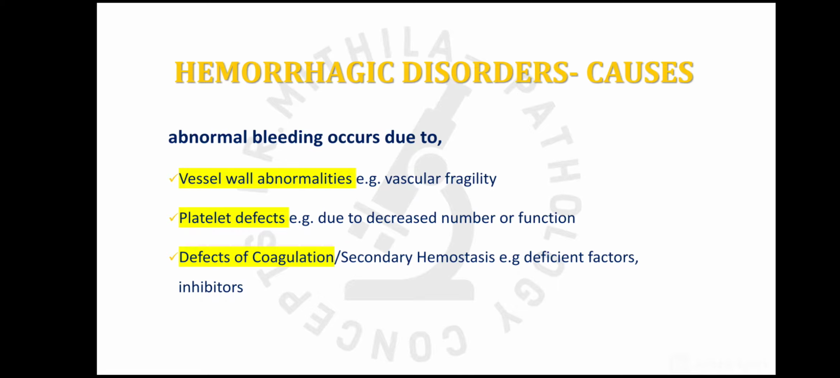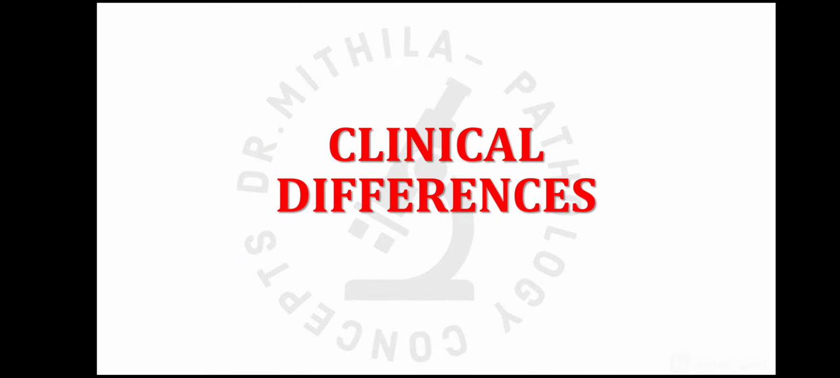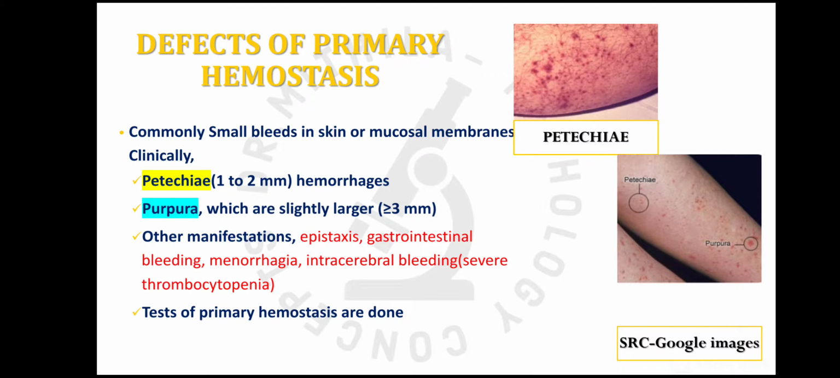It can be vessel wall abnormality. It can be defect in the platelets. Platelets can be decreased in number, or they can be defective in their function. Then there can be defects of coagulation or the defects of secondary hemostasis, and it also encompasses a variety of disorders. I will be enumerating them later. So first of all, what are the clinical differences between these disorders of primary hemostasis and secondary hemostasis?